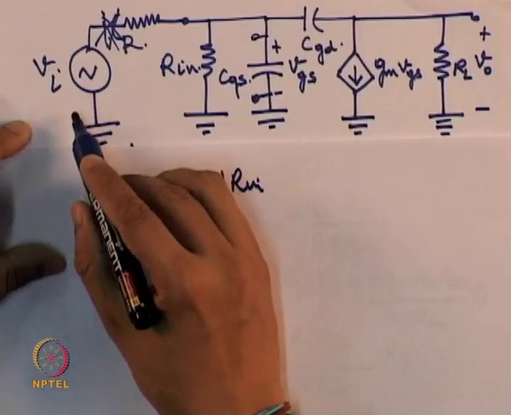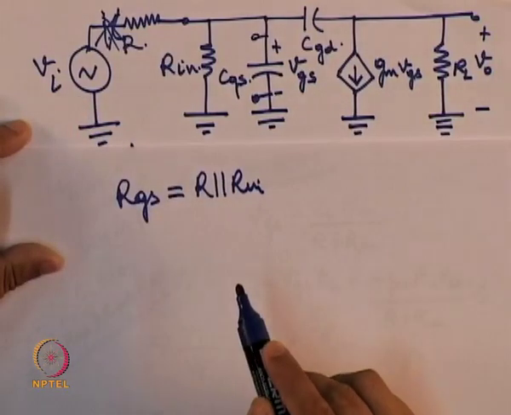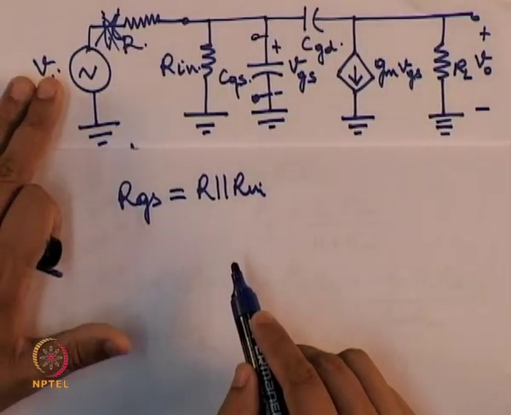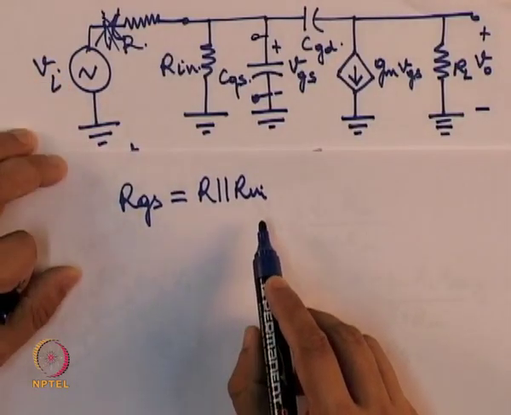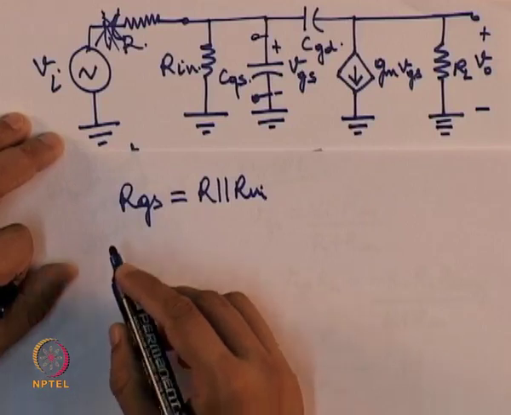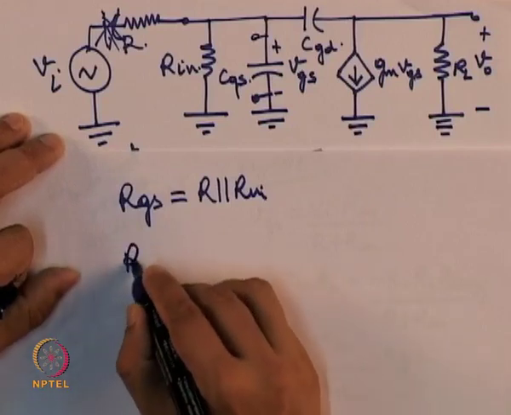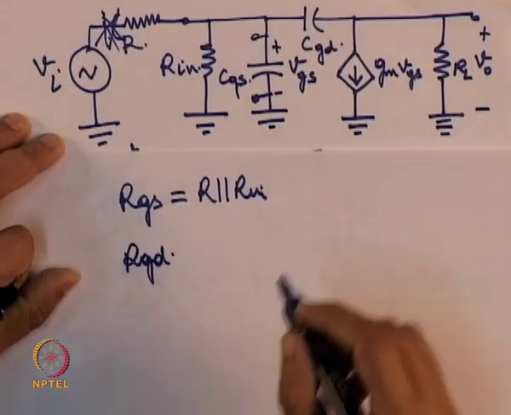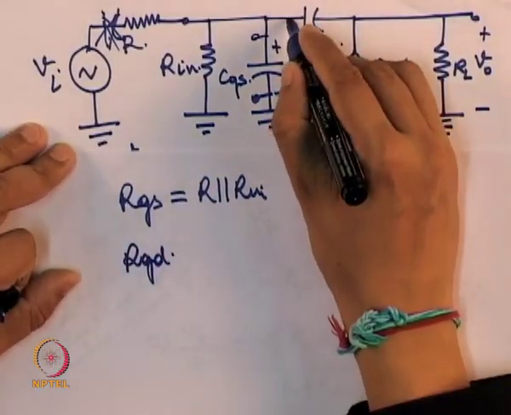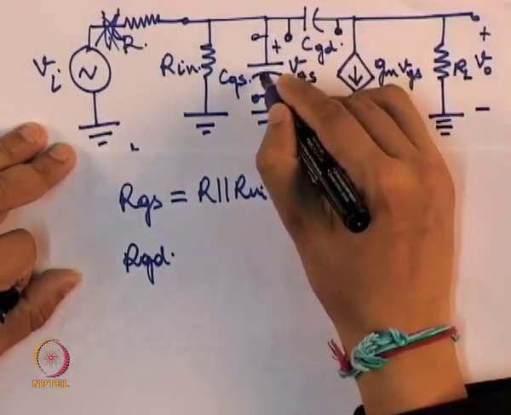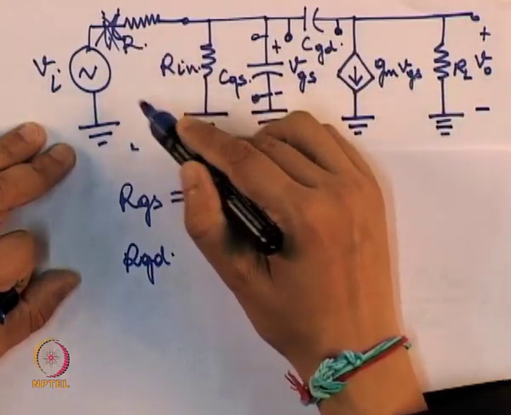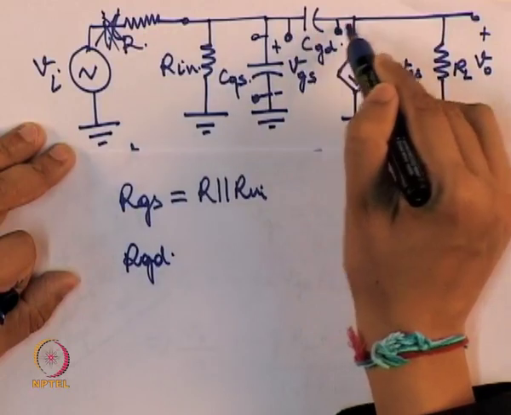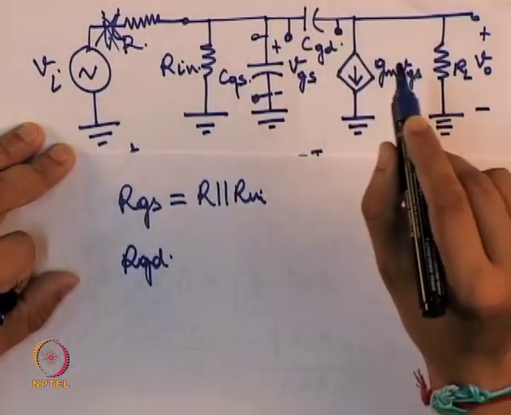Of course, here another point is that this VI has to be shorted. All voltage sources should be shorted and all current sources should be opened. Okay. Now, what about RGD? To find out RGD, what we do is we open CGS and then find out the equivalent resistance across the CGD terminals.